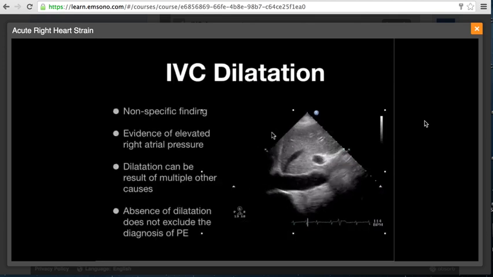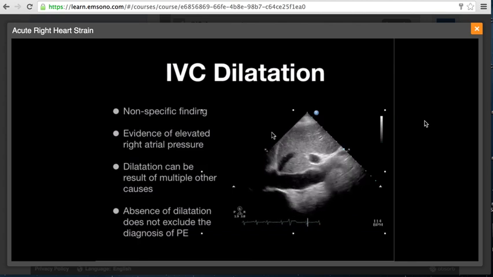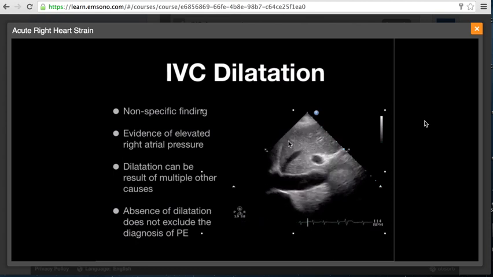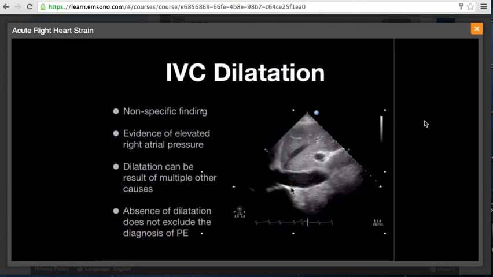Let's look at dilatation of the inferior vena cava. This is a nonspecific finding, and it just shows that there's elevation of the right atrial pressures, and this could be due to anything from chronic cor pulmonale to congestive heart failure to pulmonary embolism to tension pneumothorax. So it's important to remember that this dilatation of the inferior vena cava can be due to multiple other causes.